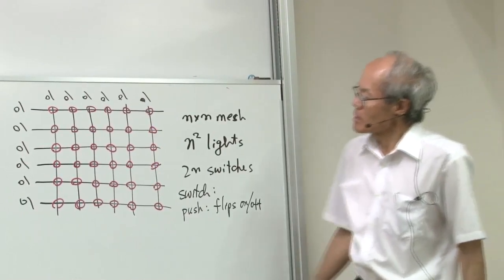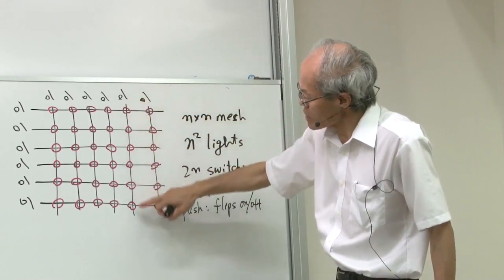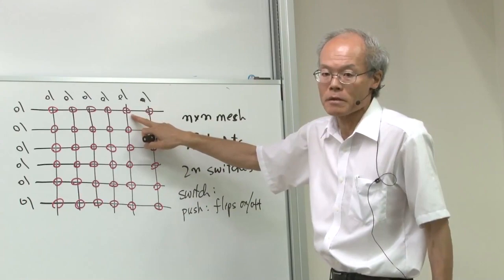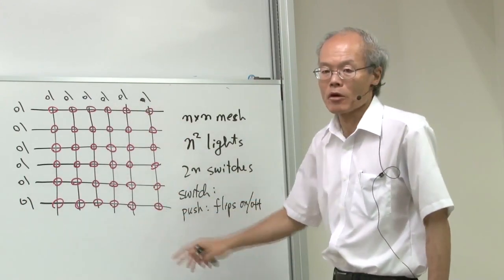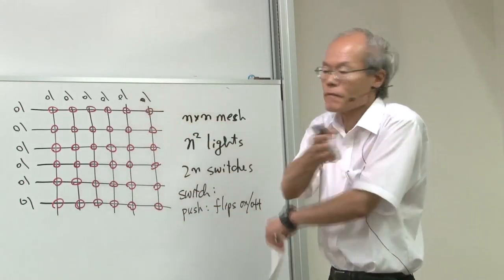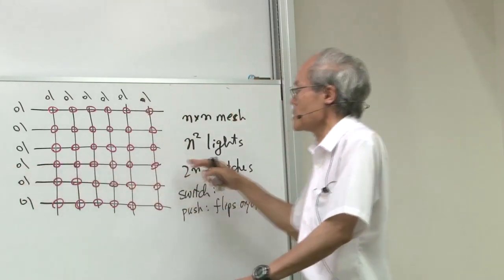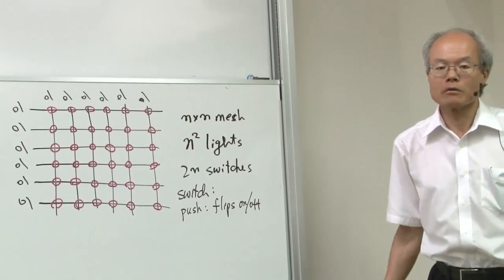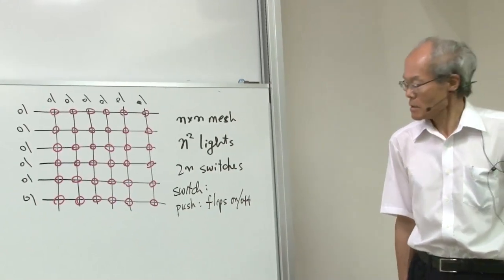For example, if you push this switch, look at this column. If a light is on, it changes to off. So it just switches on and off of this column. You push this switch, then you completely switch on and off of this row. You understand?